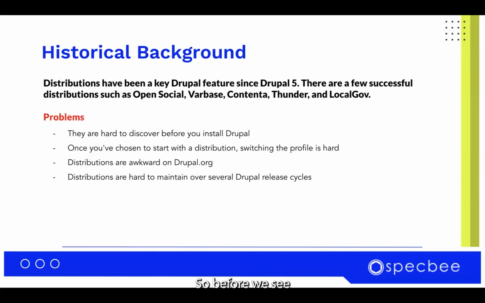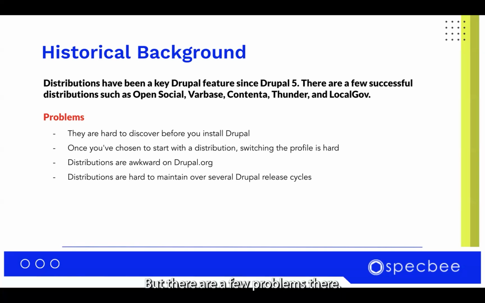So before we see what recipes are, a brief historical background. Since Drupal 5, there has been a key Drupal feature: Drupal distributions, or installation profiles. I believe everyone has come across it and used it to spin up new Drupal websites, whether it's a commerce website or a media website using Thunder. It has been there for quite some time, since Drupal 5, and we're now in Drupal 10.